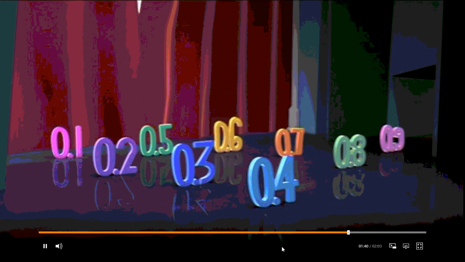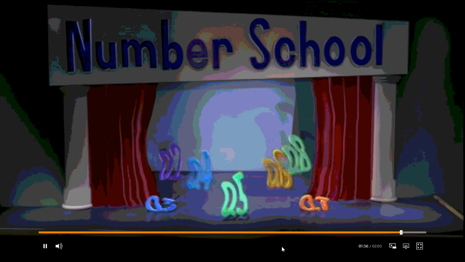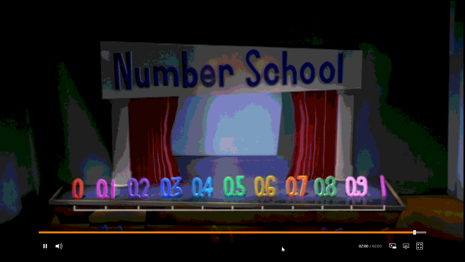Stand by on stage as the curtain's about to rise. Ah, there you are, 0 and 1. You don't need to change, do you? You can remain as whole numbers in our decimal drama. Ladies and gentlemen, put your hands together for our cast of dynamic decimals. Tenths are often used on measuring scales.